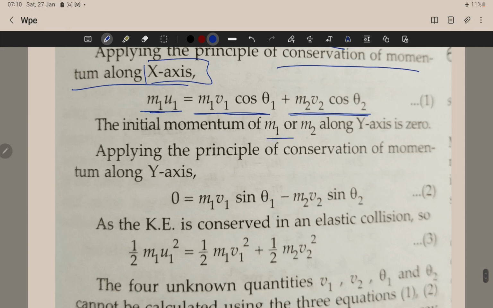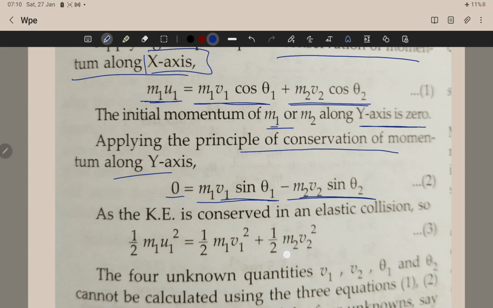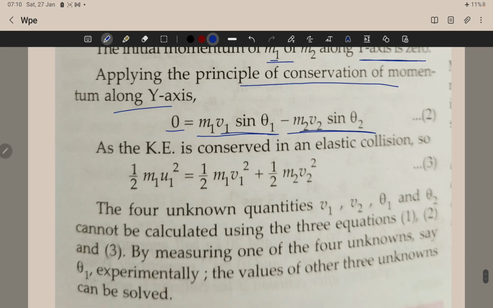Initially the momentum of m1 and m2 along the y-axis is 0, since there is no initial momentum in the y direction. Applying the principle of conservation of momentum, finally m1 v1 sin theta 1 is in the positive y direction, and m2 v2 sin theta 2 is in the negative y direction. This is the momentum in the y direction after collision.